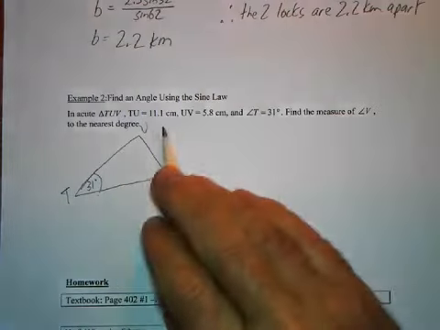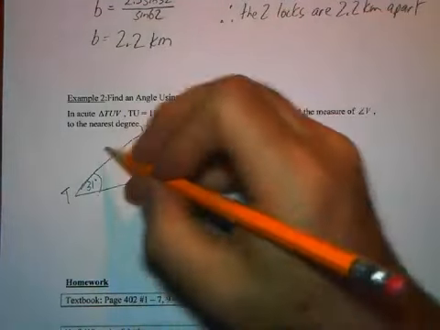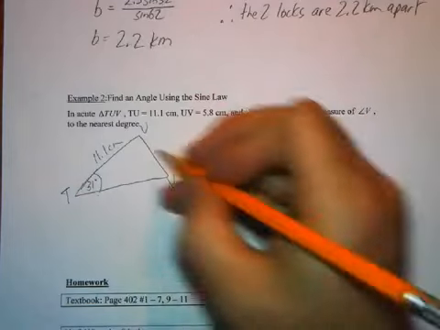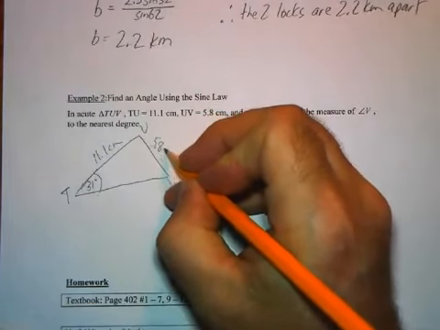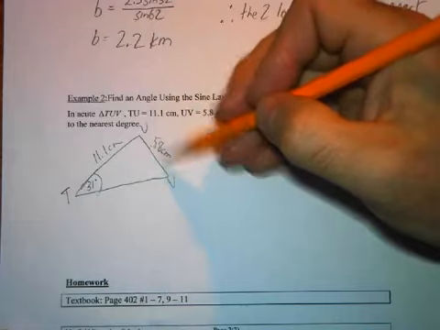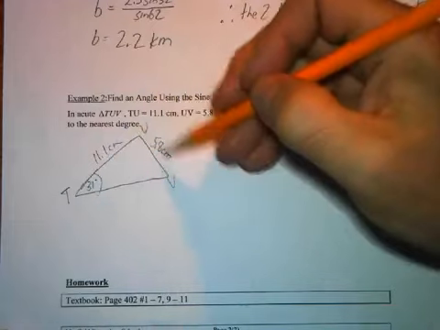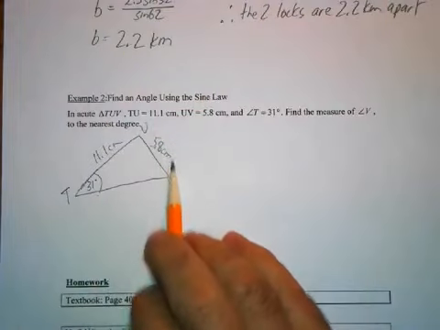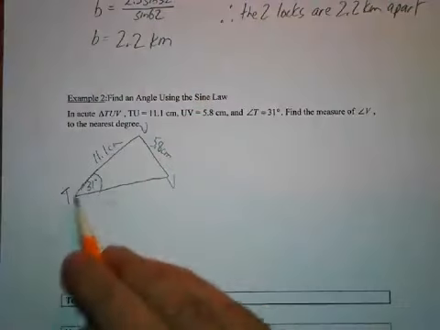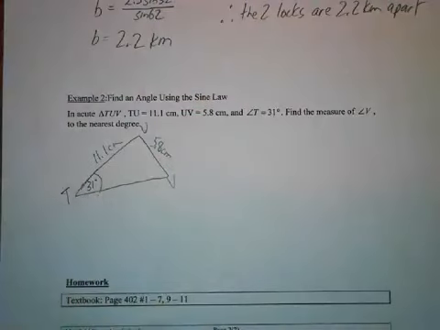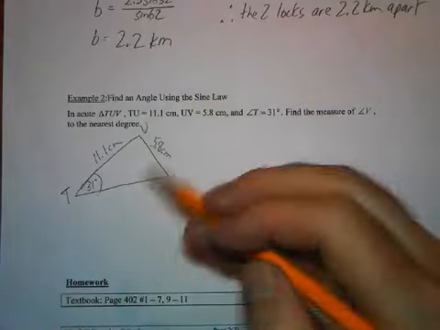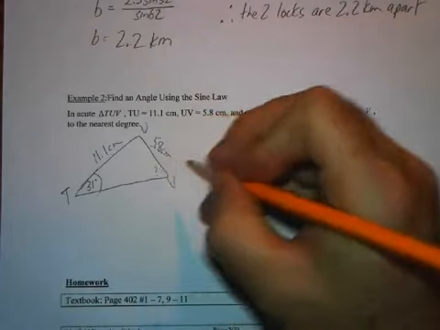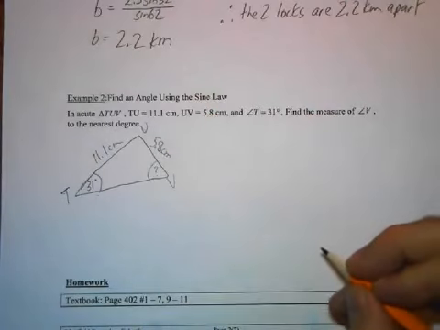Okay, so it says TU is 11.1 centimeters, and UV is 5.8. Now, does it matter if this is a little bit off? No, not at all. As long as you got the information in the right spot in the triangle, that's what's important. Okay, so what I'm asked to find is angle V. So I put a little question mark there to remind myself.